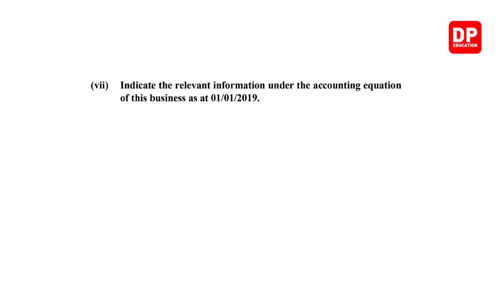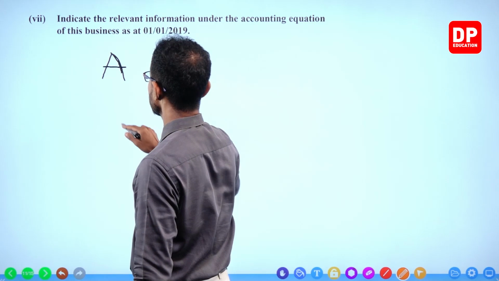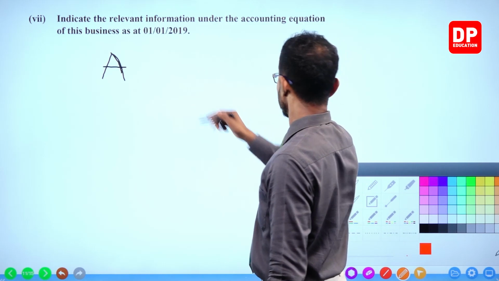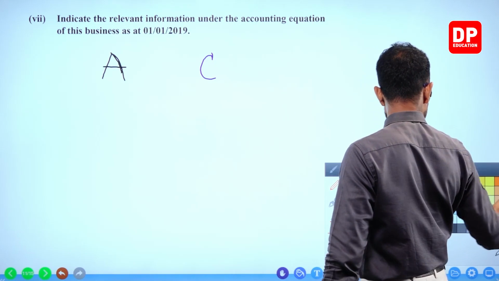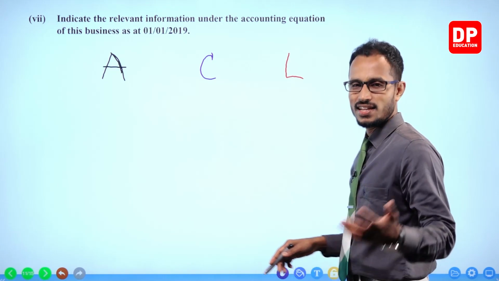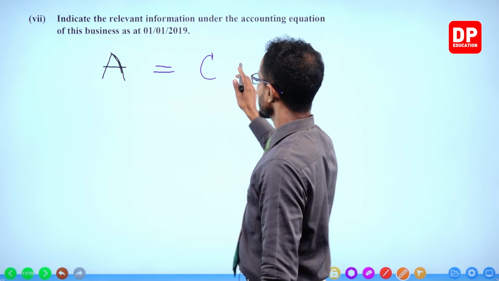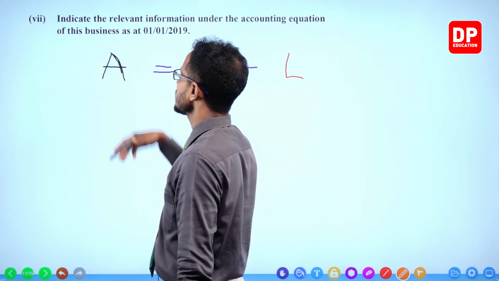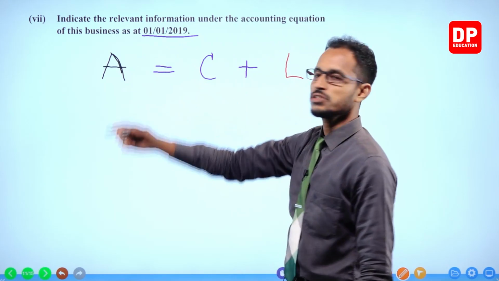Indicate the relevant information under the accounting equation. Now you are talking about that, huh? Accounting equation, we have to write assets equals capital plus liabilities. I'm using colors, so you know that I like colors. Assets equals capital plus liabilities. That is the accounting equation. Now big letters, so you can see it very clearly. As at 1st January.